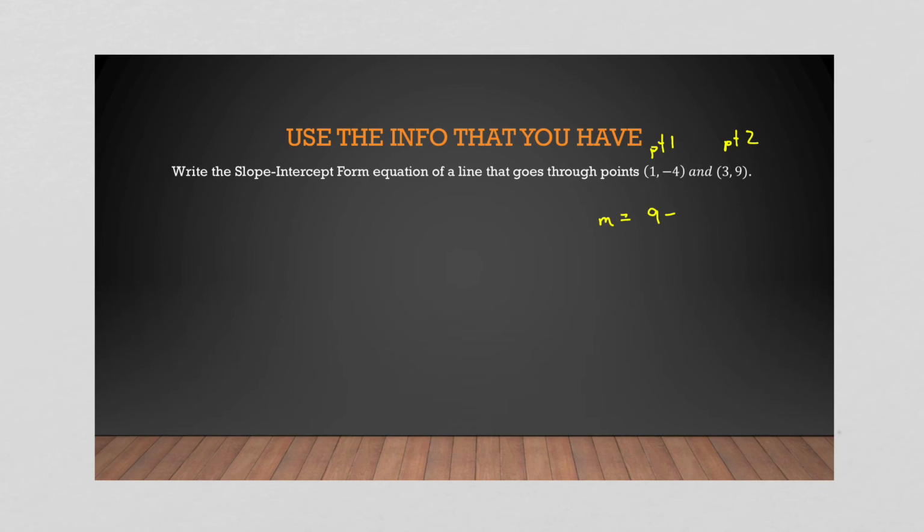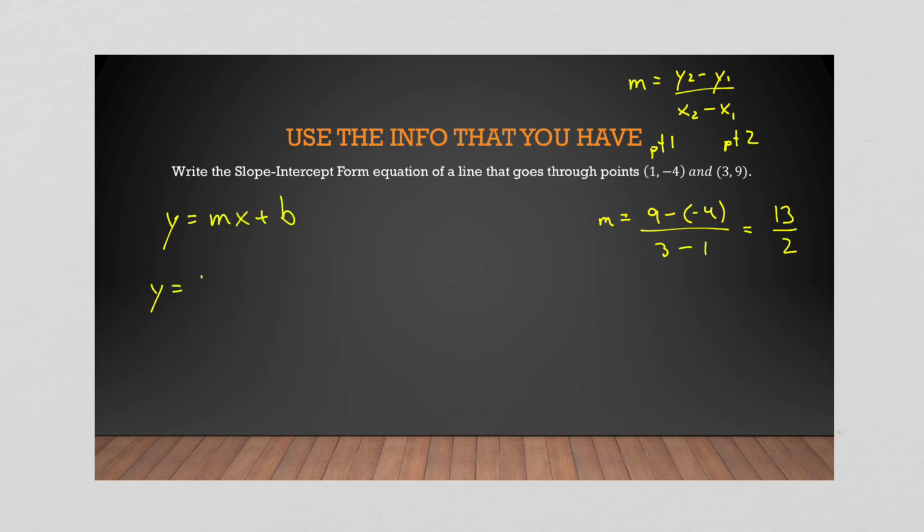So 9 minus negative 4 over 3 minus 1. Remember, I'm using my slope equation. My change in y values, change in height, over my change in x values, change in length. And what I end up with here is 13 over 2. So there's my slope. So now I'm going to use slope-intercept form because I have y equals mx plus b, right? Which means I have y equals 13 over 2 times x plus b.